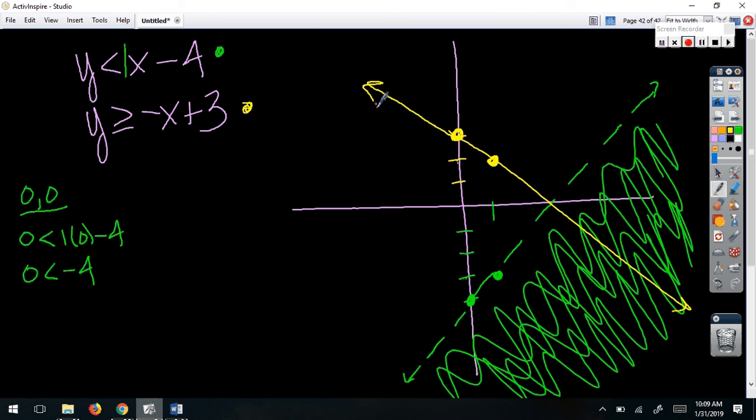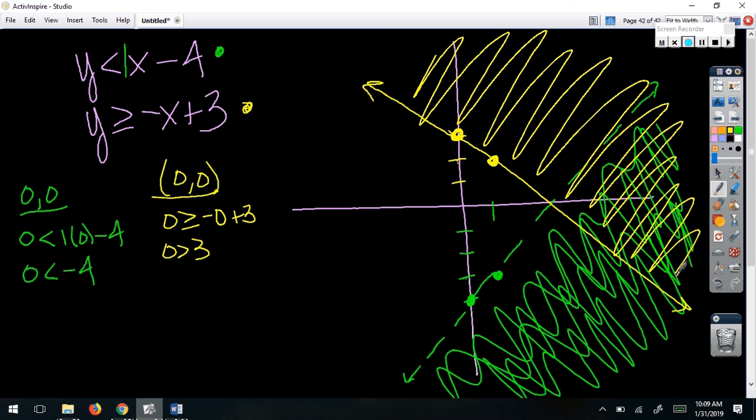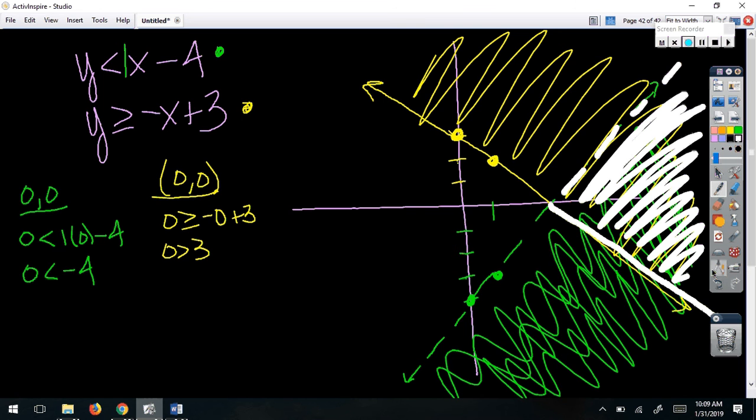Where should I shade? Try 0, 0. Is 0 bigger than or equal to 0 plus 3? True or false? False. So I need to shade the other way. There goes your solution. Do you see your solution? This time it's not closed off on all sides. This is my solution.